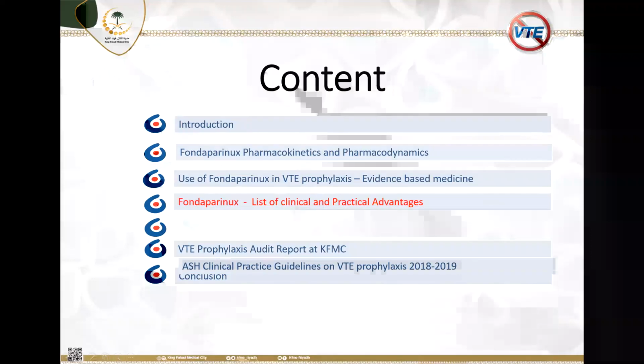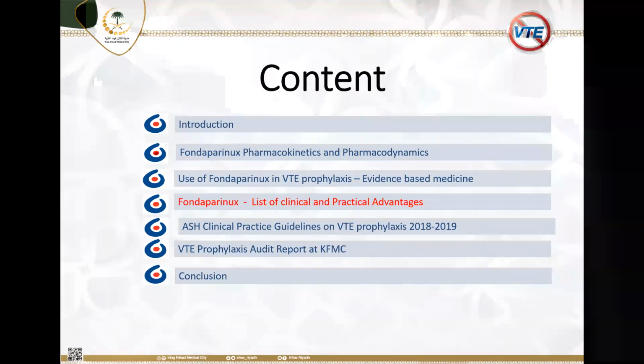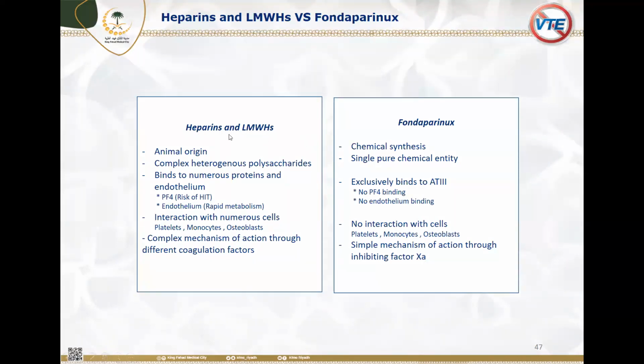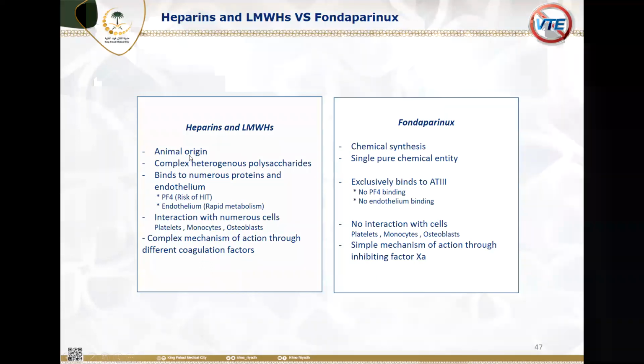So what is the list of clinical and practical advantages? Now, again, for fondaparinux compared to heparins and low molecular weight heparin. So we said fondaparinux is chemical synthesis. Heparin is animal origin, could be bovine or porcine. Here, fondaparinux is a single pure chemical entity, a pentasaccharide. This is very important. Heparin, especially unfractionated, is a complex heterogeneous polysaccharide, and it is polysulfated.